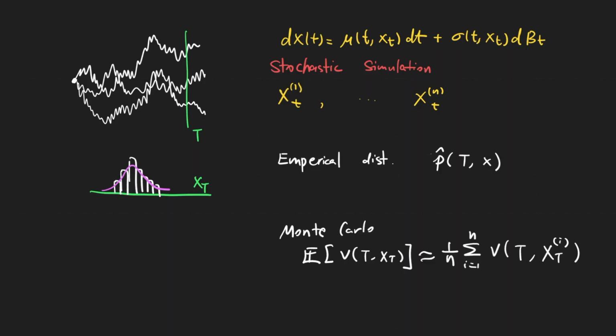The idea of Monte Carlo is very simple. We just use the sample average to replace the expectation. So that is pretty much about this video. We looked at how to solve the stochastic differential equation. In some special cases, we can solve it directly, such as the geometric Brownian motion, which gave us the distribution of the stochastic path. Or we can use stochastic simulation to sample the path given the differential equation.